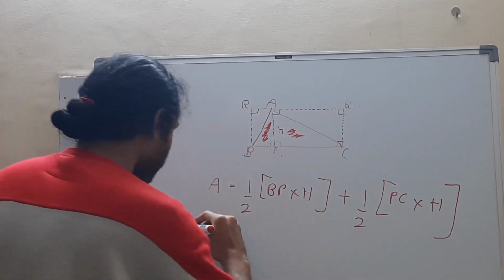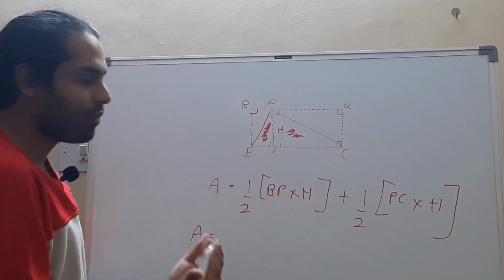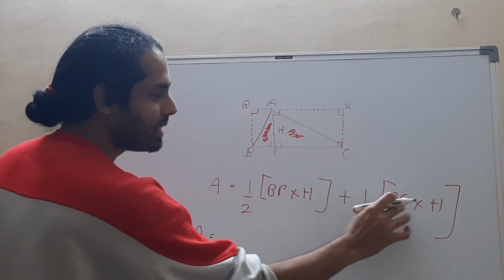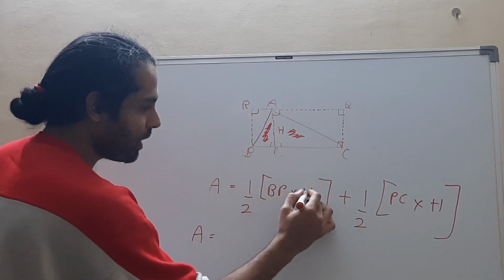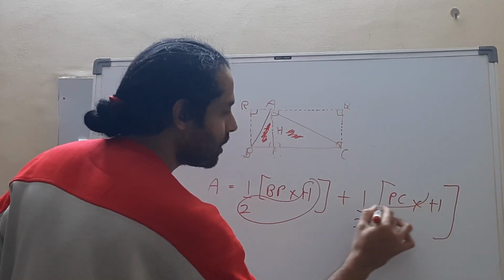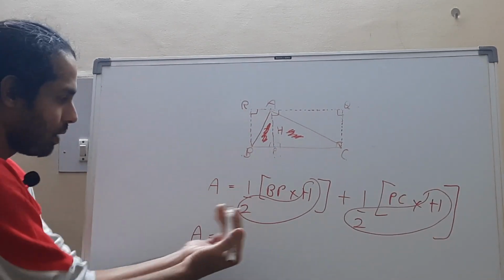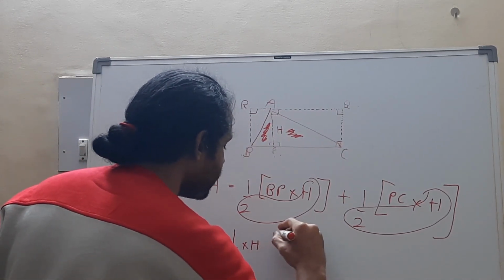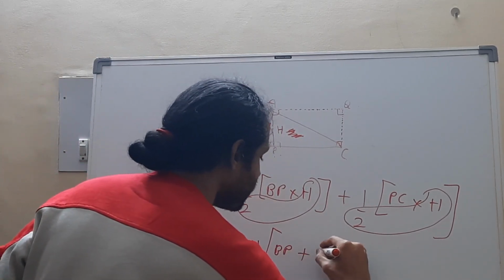Let's simplify that. I hope I have enough space on my board. Now, if you are familiar with a little bit of algebra, half into BP into H plus half into PC into H. In these two terms, there is a term half into H which is actually common, right? You see this? So we can take what we call a common factor, okay? We can take it out. This is what we call factorization. So half into H is common, and that multiplies by BP plus PC.